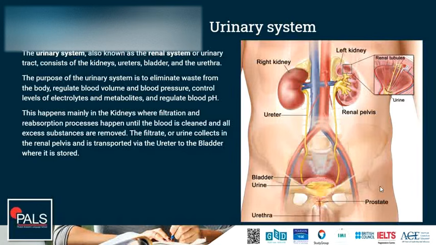This happens mainly in the kidneys, where filtration and reabsorption processes happen until the blood is cleaned and all the excess substances are removed. The filtrate, or the urine, collects in the renal pelvis of the kidney and is transported via the ureter to the bladder, where it is stored until it is released through the urethra.